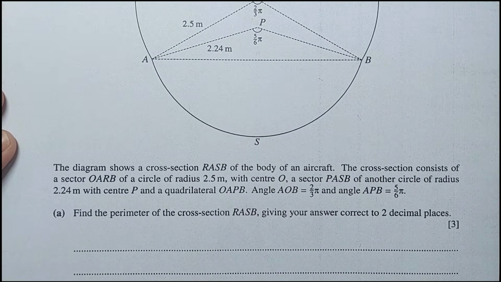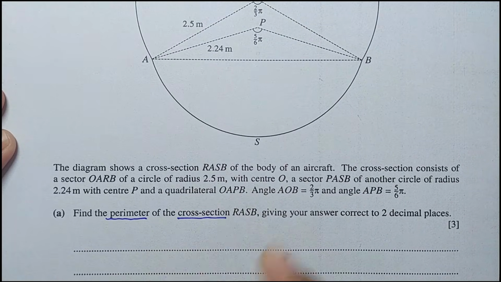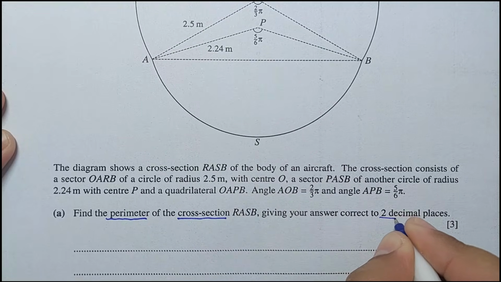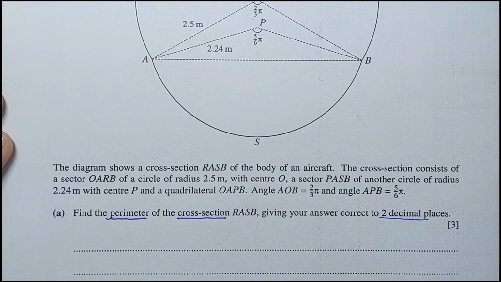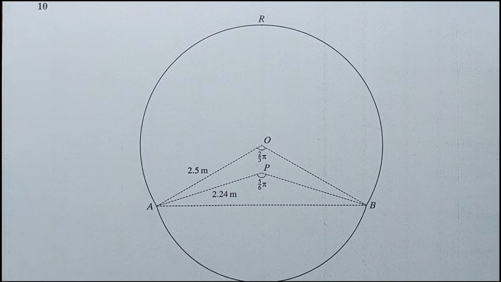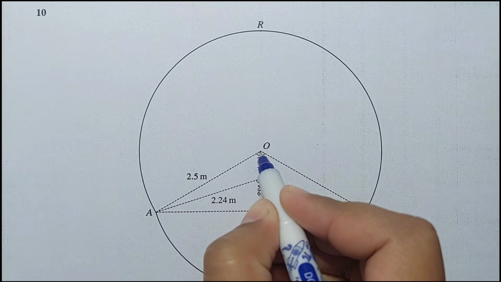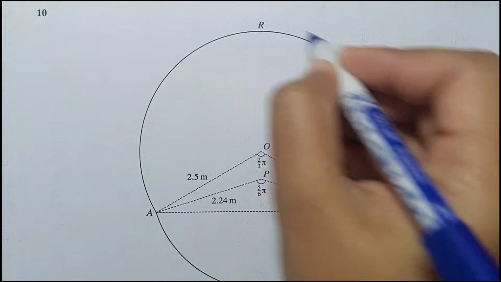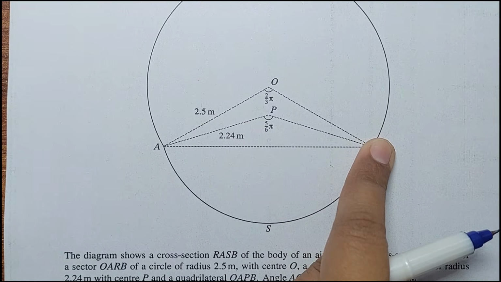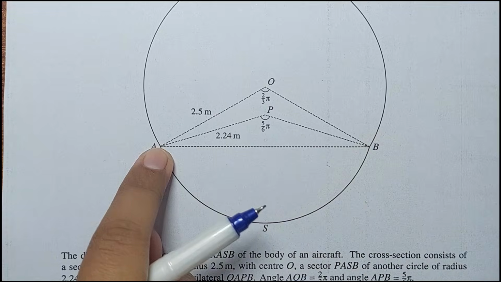Part A, find the perimeter. We need to figure out the perimeter of the cross section RASB, the whole cross section, giving your answer correct to 2 decimal places. The perimeter of a cross section is, as you can see, the arc length of OARB, this arc length, plus the arc length of PASB, this arc length.